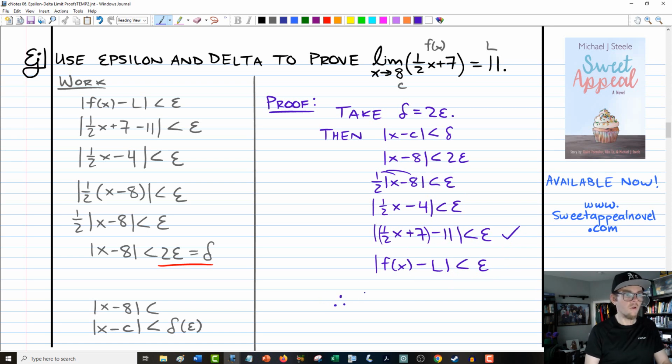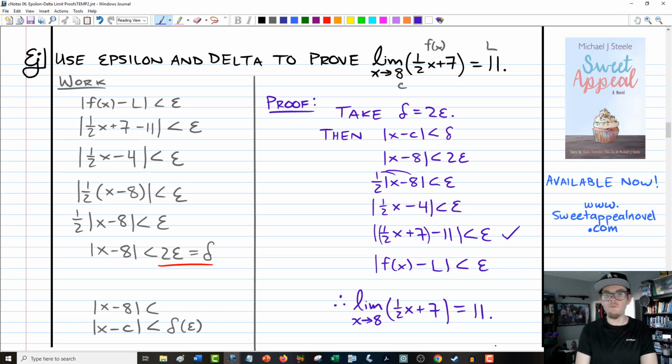Based on that, we can conclude our proof by restating our limit. The limit as x goes to 8 of that line 1/2 x plus 7 is going to be equal to 11. And we have used a formal epsilon-delta proof to establish a rigorous and precise connection between closeness in the x direction, which was delta, also known as 2 epsilon, and closeness in the y direction, which is epsilon itself, which results naturally from our choice of 2 epsilon.